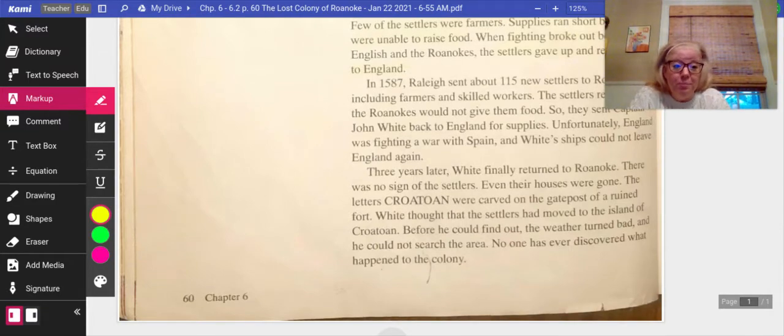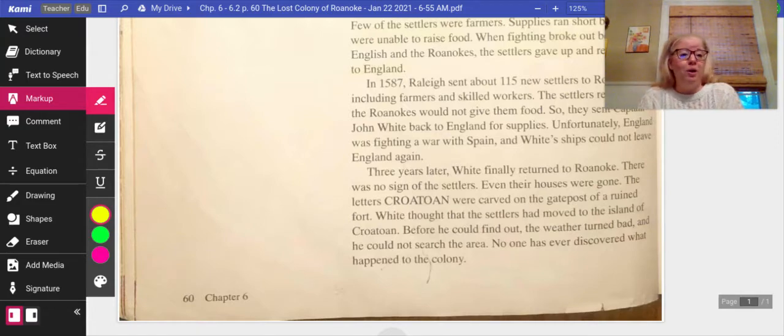3 years later, right? Picture the little SpongeBob meme. 3 years later, White finally returned to Roanoke, but when he got there, there were no signs of the settlers. Even their houses were gone. The letters Croatoan were carved on the gatepost of a ruined fort. So that's all that was left. White thought that the settlers had moved to the island of Croatoan. But before he could find out, the weather turned bad and he could not search the area. No one has ever discovered what happened to the colony. So when John White gets back, he's all excited.